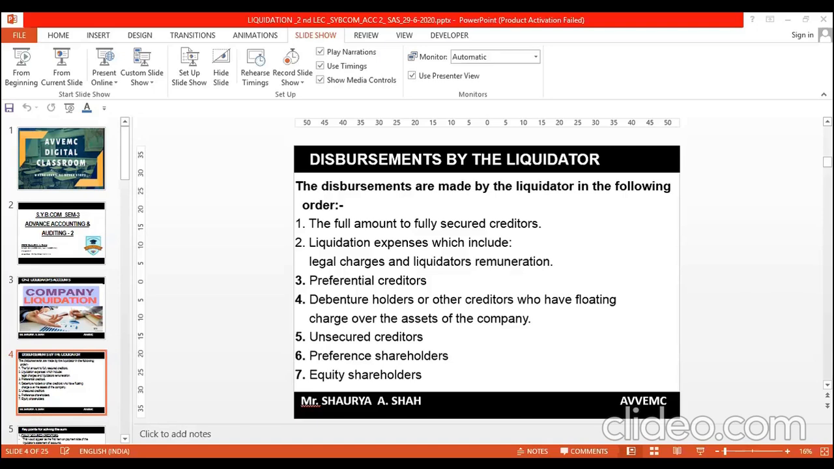Whenever you have a cash balance, you will sell the assets, you will receive the balance, and out of that balance you need to pay, because we are closing down the account, students. There will be no carry forward. On the day of liquidation, we are closing our books of accounts.